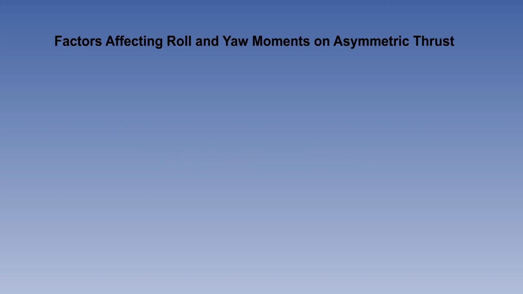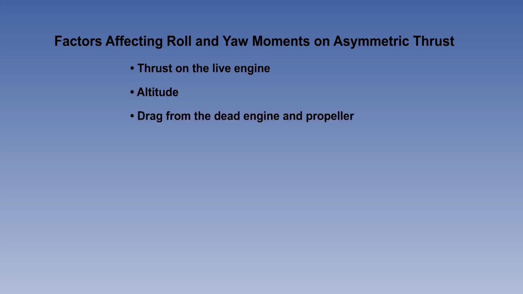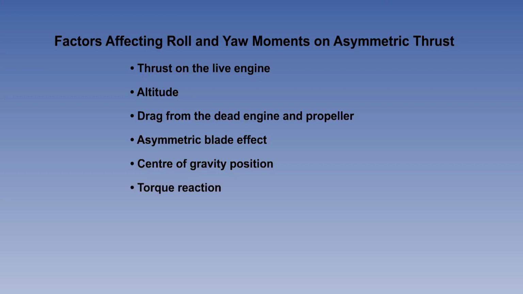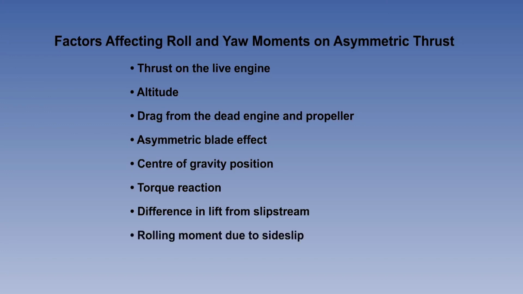We can summarize the factors affecting the roll and yaw moments when on asymmetric thrust as follows: thrust on the live engine, altitude, drag from the dead engine and propeller, asymmetric blade effect, center of gravity position, torque reaction, difference in lift from slipstream, rolling moment due to side slip, weight, and finally the vital element of IAS, which determines the amount of control the pilot has over the aircraft.